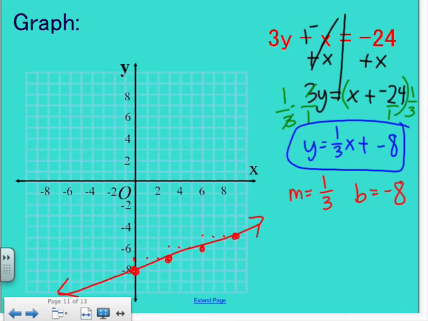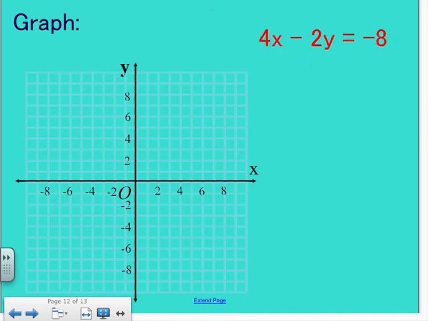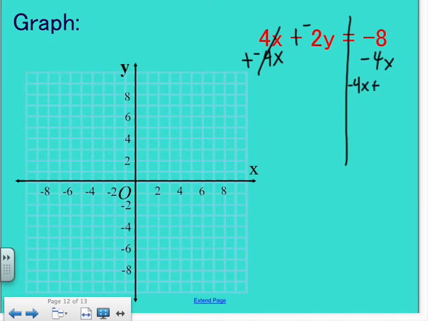Let's do another one. So same thing, solve for y. You're solving for y. Identify the slope and the y-intercept, and then graph. All right, so this one, I put a little trick on you. I put the y second, so hopefully you realize that. So I'm adding negative 4x to both sides. So that makes it negative 4x plus negative 8 over here, and negative 2y over here.